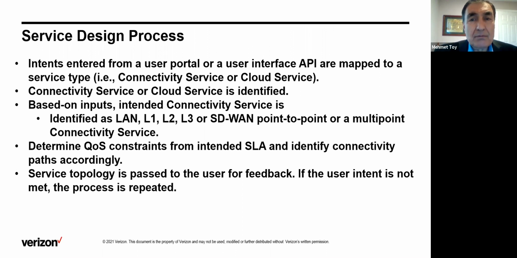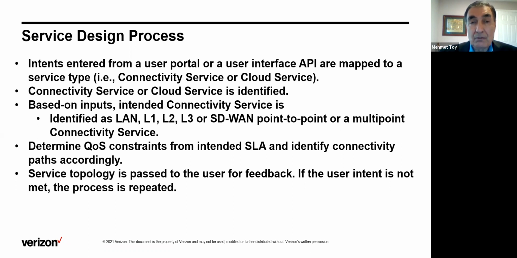Now, let's recap the service design process from the discussions that we had. First, we have the user, and the user enters their request from a user portal or from the user interface API, again using the keywords, hopefully the right keywords that we selected. And from there, we can pick whether this is a connectivity service or a cloud service.